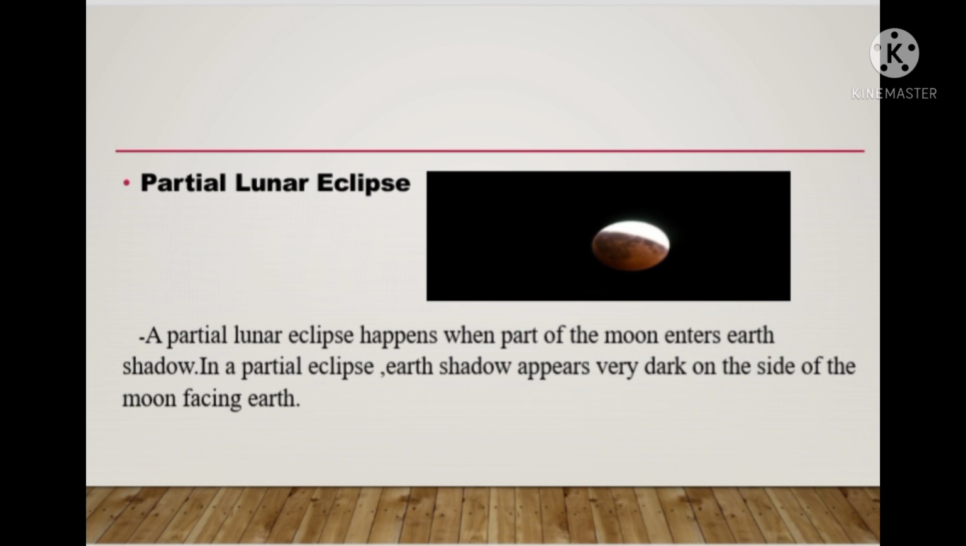And the second one is the partial lunar eclipse. A partial lunar eclipse happens when part of the Moon enters Earth's shadow. In a partial eclipse, Earth's shadow appears very dark on the side of the Moon facing Earth.